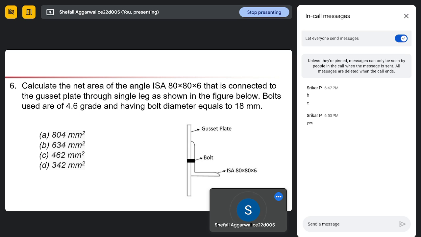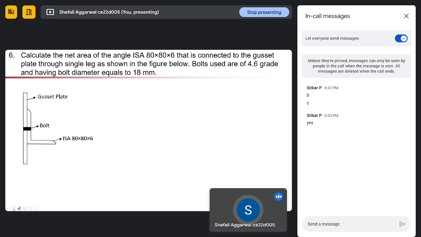Next question is, calculate the net area of the angle ISA 80 into 80 by 6 that is connected to the gusset plate through a single leg as shown in the figure. Bolts used are 4.6 grade and having the bolt diameter equal to 18 mm. I think we have not seen the design of net area, so we will do it by using this question only. So first thing, what is given to us?